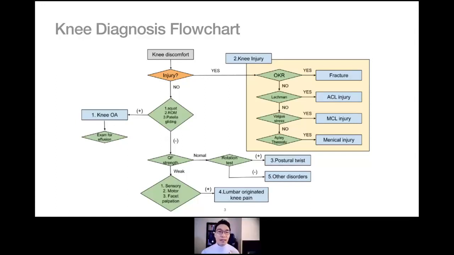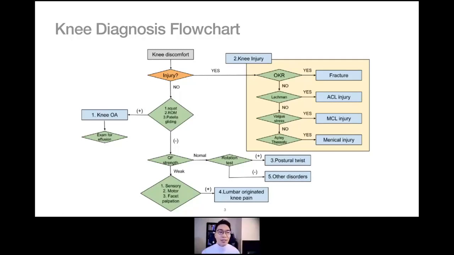If the patient is not reporting any kind of injury, then we have to do a series of structured physical examinations to confirm if the patient has osteoarthritis or not. The 3 tests we have to follow are: let the patient do squats, then we check the range of motion, and third is the patella gliding test. If you conduct the 3 tests, you should be able to figure out if the patient is related to the OA or not. And I'm going to tell you in detail with a real case and a lot of photos from the patient. It will be really helpful.